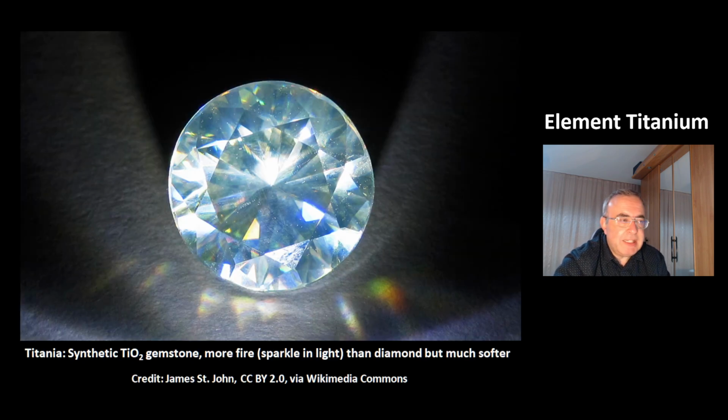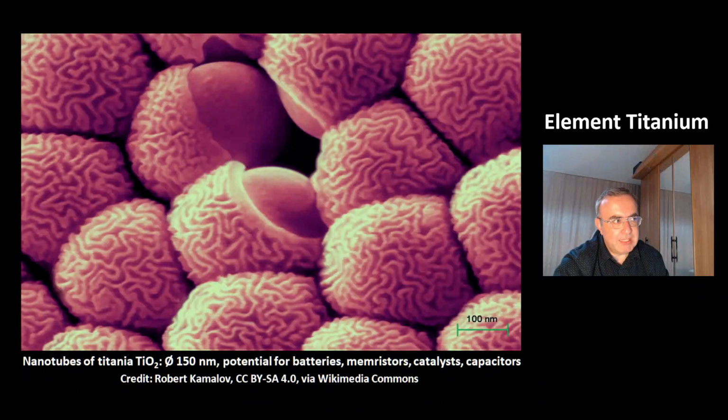This is titania. This synthetic titanium dioxide gemstone has more fire than diamond. Fire means sparkle in light, but it is much softer than diamond. This is a picture of nanotubes of titanium dioxide. They have a size of about 150 nanometers, and they have a big potential for batteries, memristors, catalysts, and capacitors.